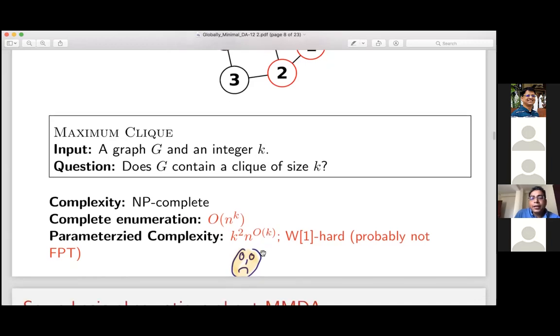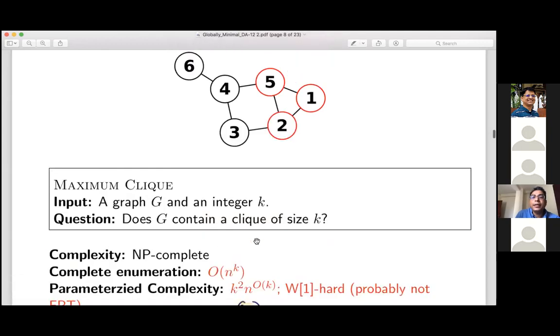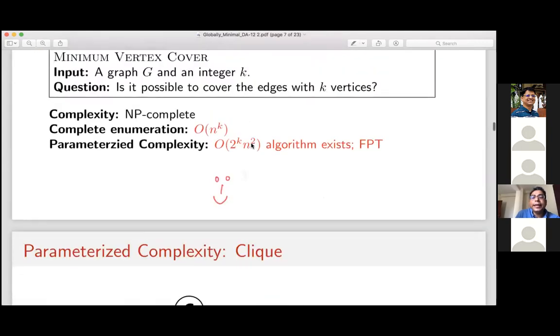And there is nothing better than this one actually. We don't know anything better than this one. But the difference between vertex cover and this one is that for vertex cover, we had something like n squared here.